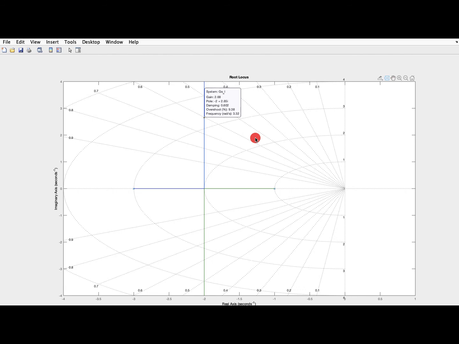Similarly you can place other data tips by clicking at other positions, to see what the parameters of your system will be if the pole is over here, and you can move up and down with the help of the arrow keys on your keyboard. So this is a very useful tool. You can analyze where your poles will be for a particular value of the gain, and what the overshoot will be at that point.